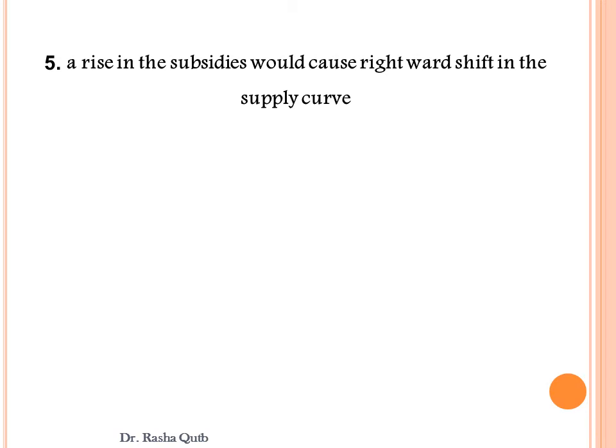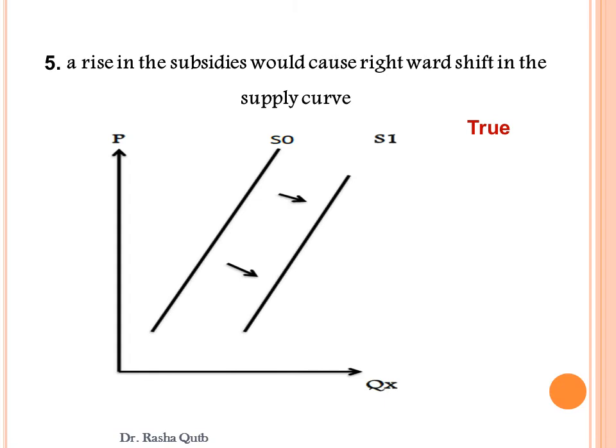Number 5. A rise in the subsidies would cause rightward shift in the supply curve. This sentence is true. We know that we have a positive relationship between the subsidies that are provided by the government and the amount of the supply of the product. When the amount of subsidies that are provided by the government increases, this would affect the supply of the product, and graphically it would shift the supply curve to the right from S0 to S1. We call this a change in the supply.